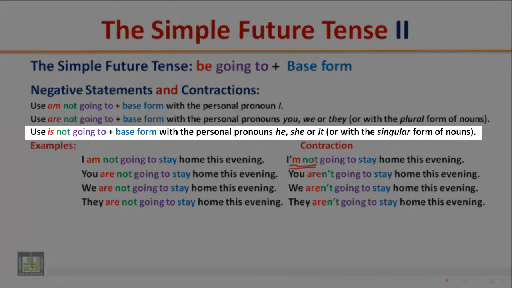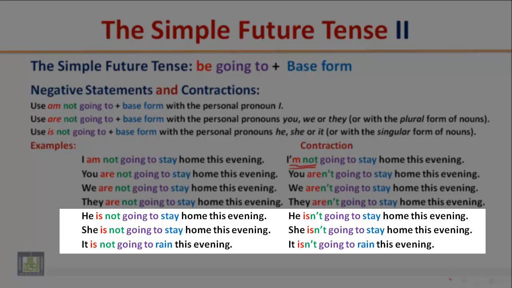Use is not going to plus base form with the personal pronouns he, she, or it, or with the singular form of nouns. Examples: He is not going to stay home this evening. He isn't going to stay home this evening. She is not going to stay home this evening. She isn't going to stay home this evening. It is not going to rain this evening. It isn't going to rain this evening.